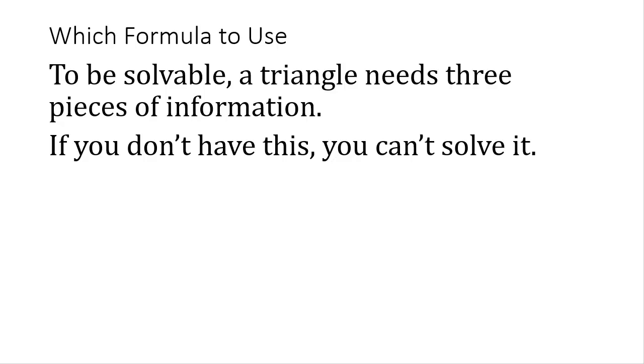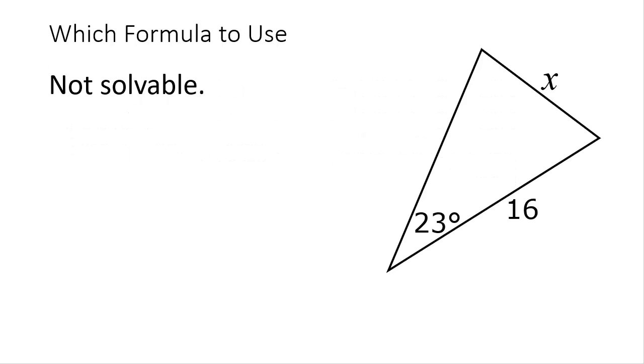So let's look at a triangle. This one is not solvable. We have one side and one angle. We cannot find the opposite side. But you're not going to be given triangles with insufficient information, because then you couldn't do the problem.